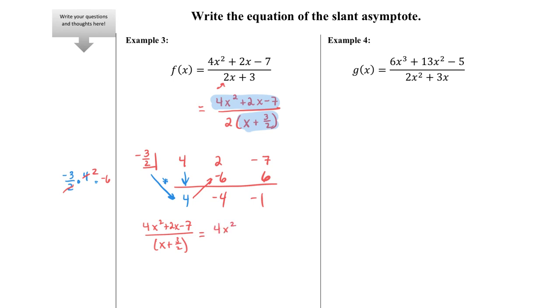I got 4x squared minus 4x plus my remainder, which is negative 1 over x plus 3 halves. Okay, so that's what I did by just dividing out that part. But now I have to divide it by 2 still. So I have to divide this one by 2, this one by 2, and to divide my denominator, this last term by 2, I'll just put a 2 down there.